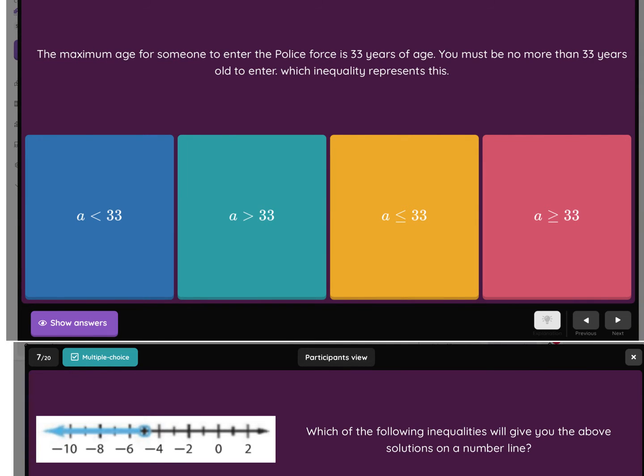So right here it reads, the maximum age for someone to enter the police force is 33 years of age. So you must be no more than 33 years old to enter. Again, the words "no more than" actually imply less than or equal to, right? So your age has to be less than or equal to 33. So that would be this correct answer right there: a is less than or equal to 33.